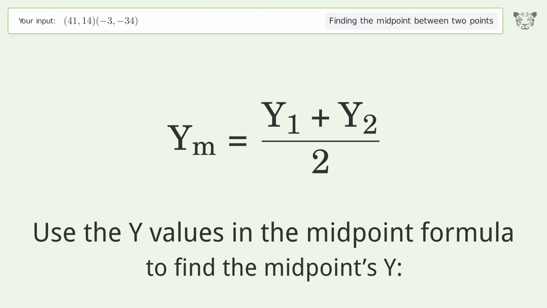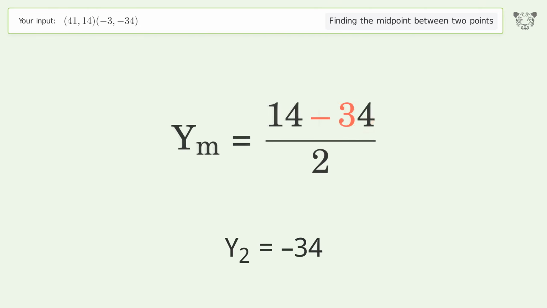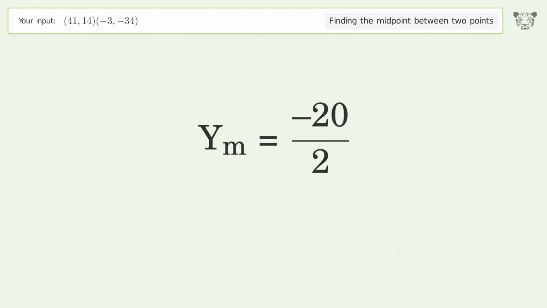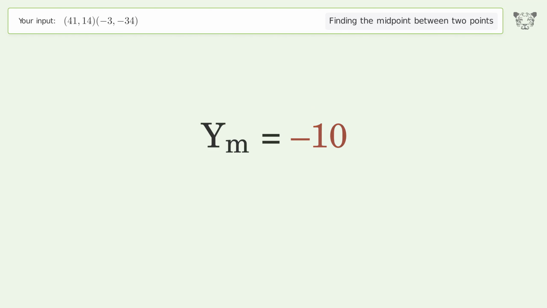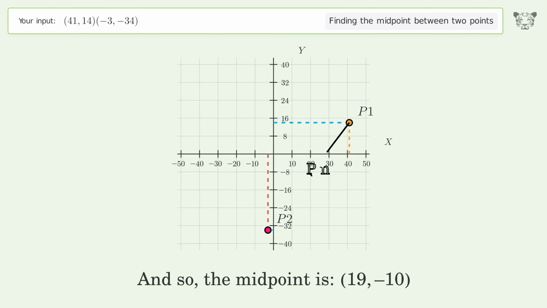Use the y values in the midpoint formula to find the midpoint's y. y1 equals 14. y2 equals -34. Simplify the arithmetic. And so, the midpoint is 19, -10.